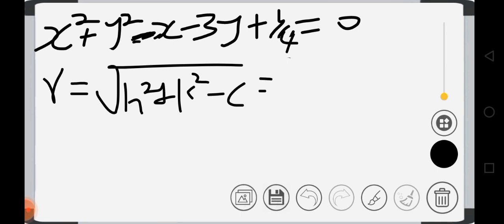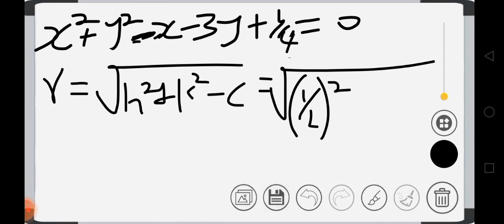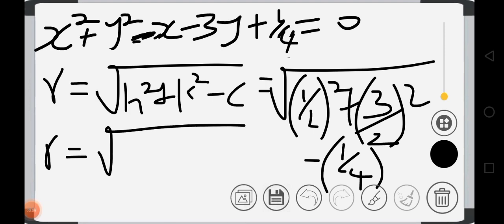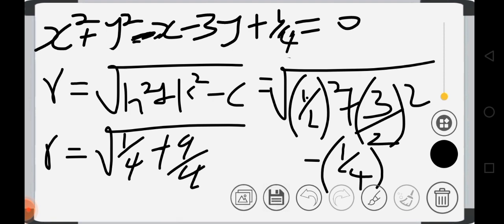So we already know the values of h to be 1 over 2, we square it. Then we know the value of k to be 3 over 2, then square it, minus, we know the value of c to be 1 over 4. So r will now be equal to square root of 1 square, that will be, 1 over 2 square is 1 over 4, plus 3 square is 9, 2 square is 4, minus 1 over 4.